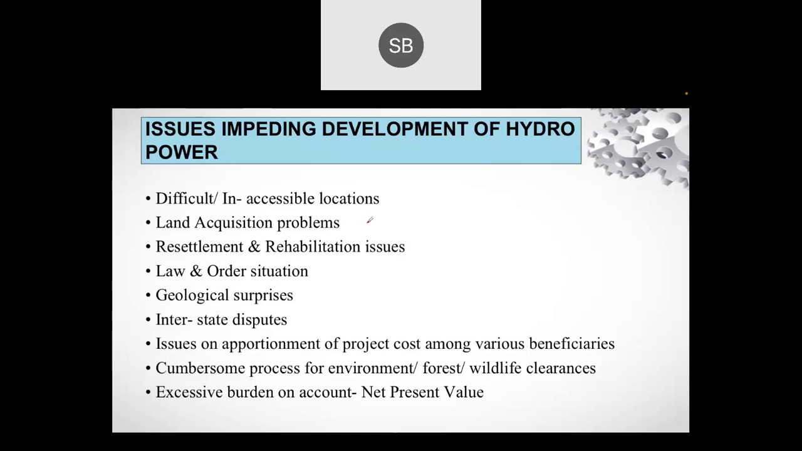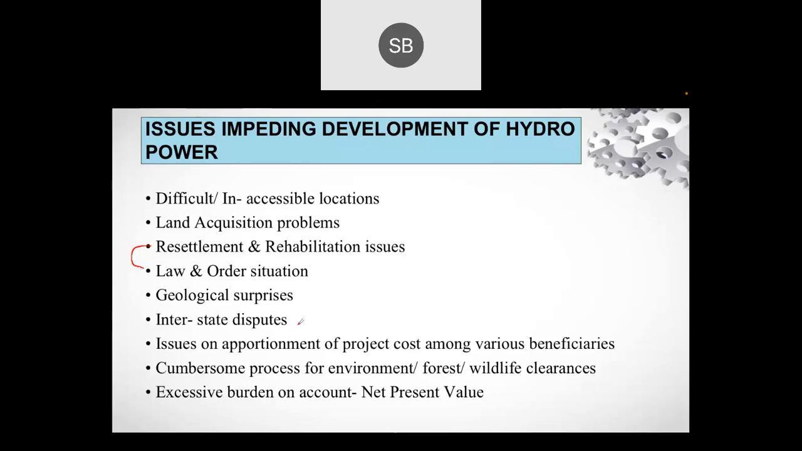Then resettlement and rehabilitation issues. Whenever we acquire this land, there are some people or villages which we have to relocate. So in that case, the resettlement and rehabilitation of these villagers and people are very important, and that may be a political or socio-economic issue. Then law and order situation, which generally happens in the case of resettlement and rehabilitation issues.